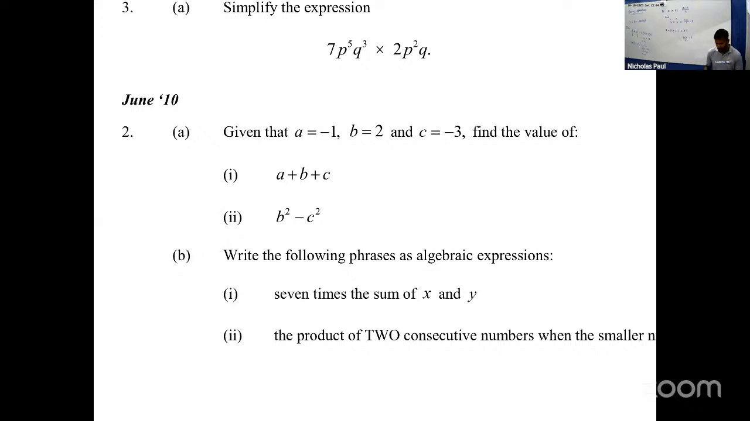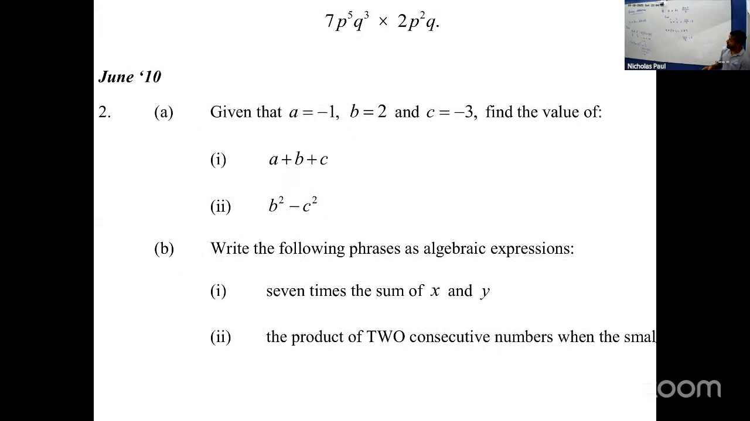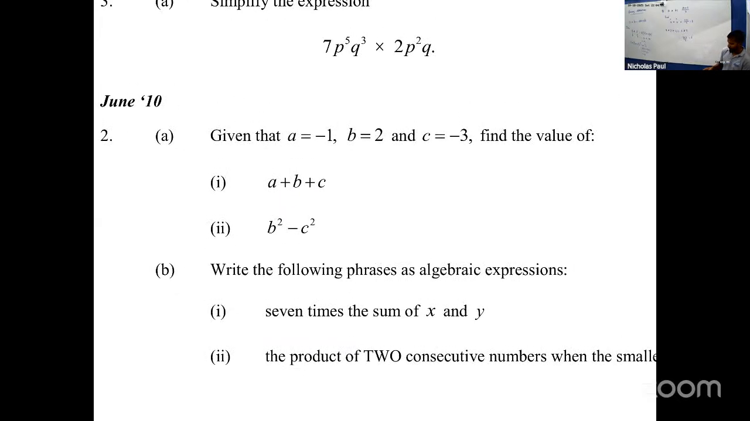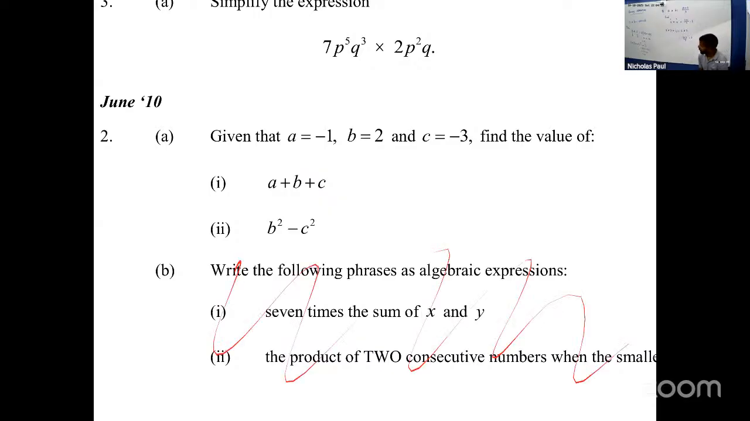Alright. Try this one here. It is not a binary operation, but it's very similar. Try number 2E.